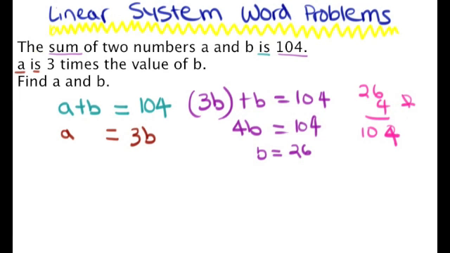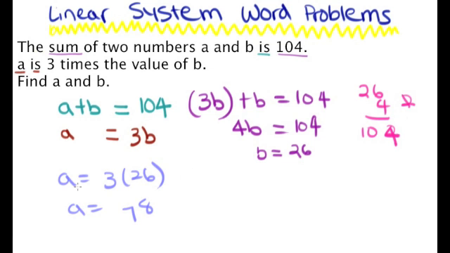So A is equal to 3B. I'm going to use the second one. So A is equal to 3 times 26. So therefore A is equal to 26 times 3, which is 78. Let's plug these values back into the original equation.